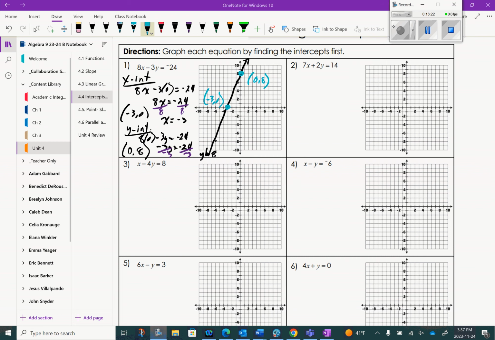And again, as we look at the line going from left to right, it's going uphill, positive slope. Number 2. Are we getting the hang of the fact that when we do the x-intercept, it basically makes that y term disappear? And when we substitute 0 in place of x to find the y-intercept, it makes that x term disappear?